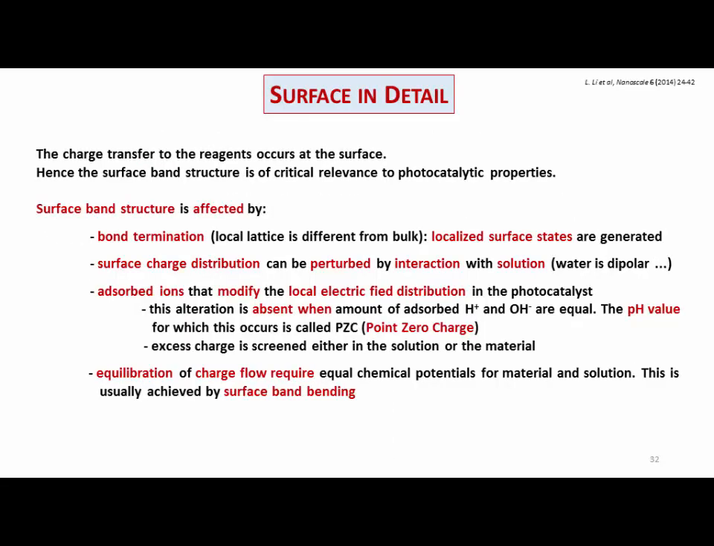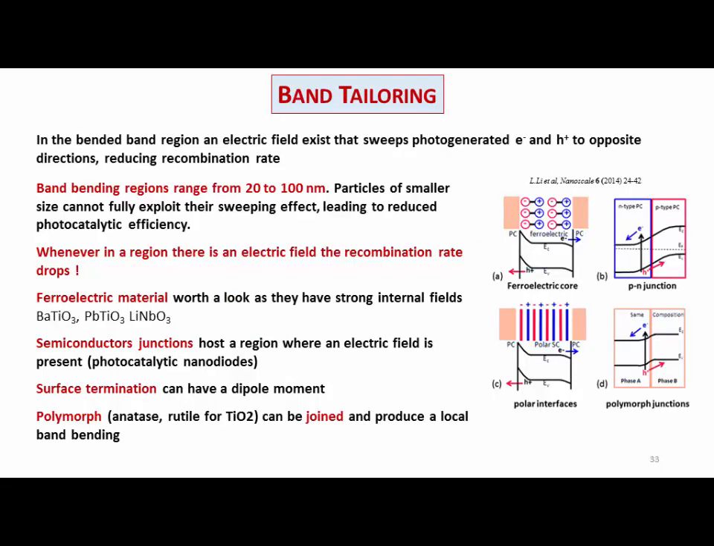If you go down to the surface in detail, the surface band bending and structure are complex, as I said before. It depends on a lot of different things. One is the bond termination, okay? You get localized surface states. The second is the solution. You have a solution in contact, a solution which might contain OH minus, H plus, and other things. Then you can engineer the surface in order to exploit the effect. I'm not going to go into detail because I'm running out of time.